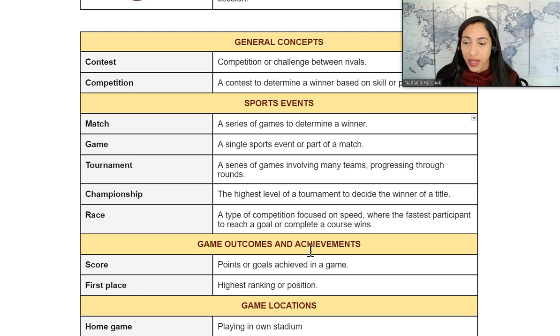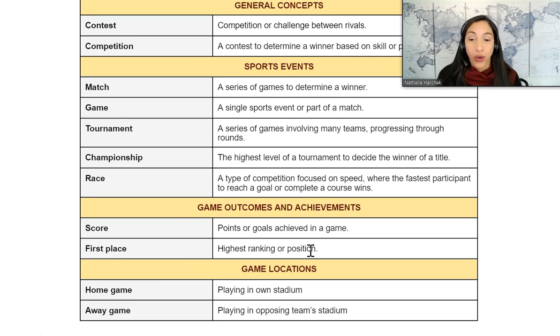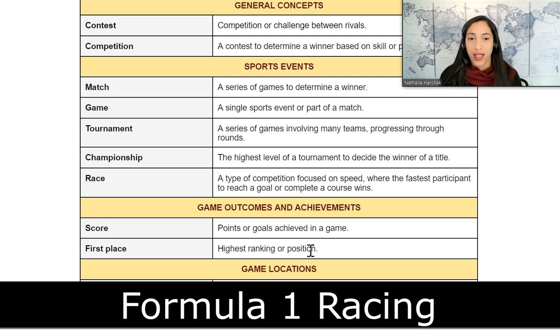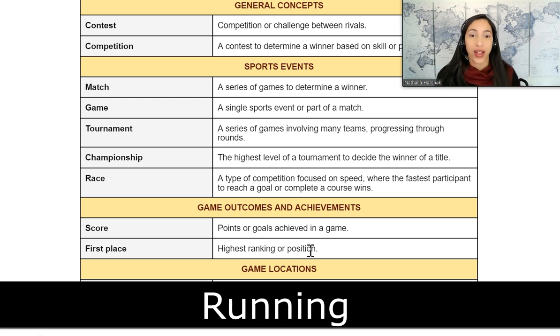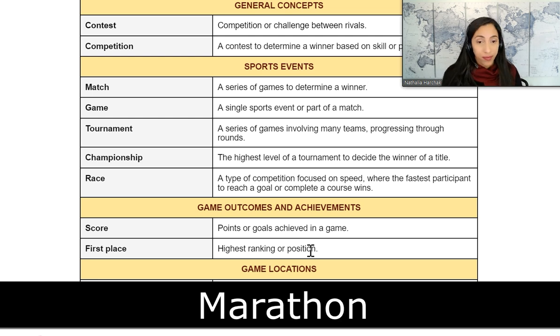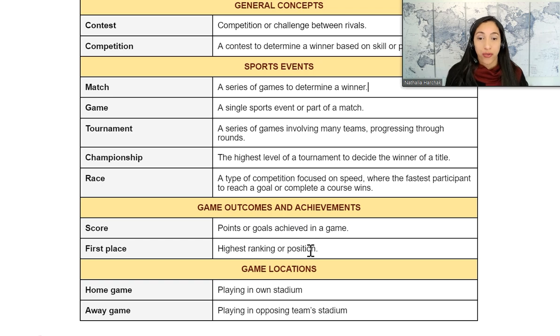Okay, so race is a type of competition focused on speed, where the fastest participant to reach a goal or complete a course wins. For example, I was talking about Formula 1. Formula 1 is focused on speed, so we normally say Formula 1 racing. Running is a type of race. Okay, a marathon is something that we normally hear about. That's a type of race.